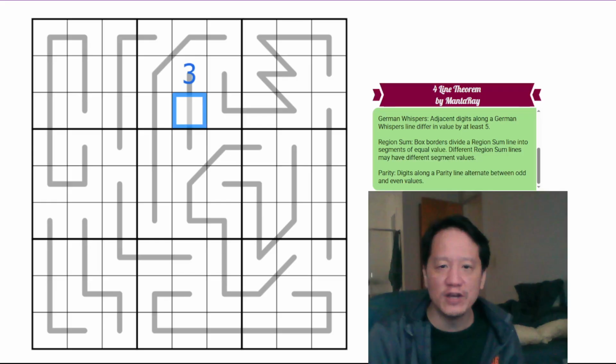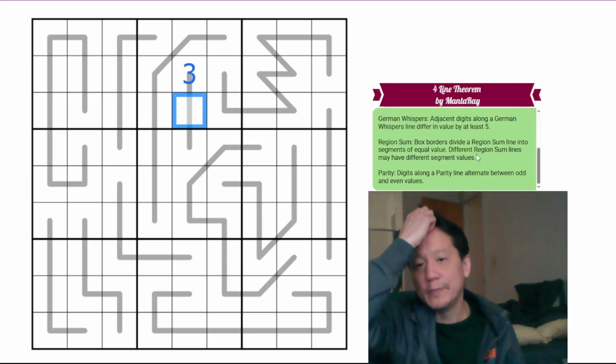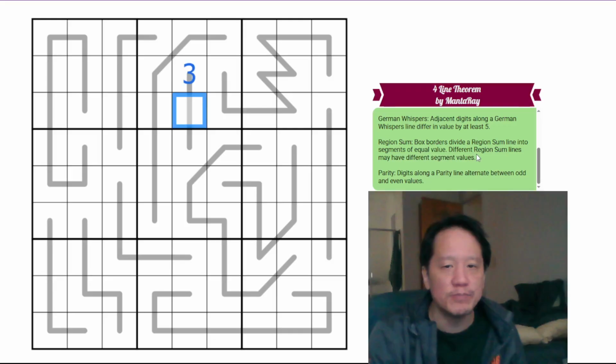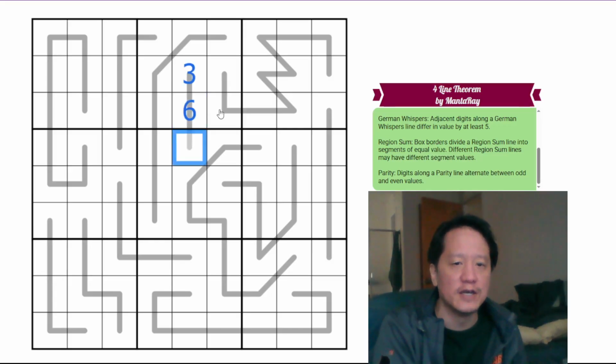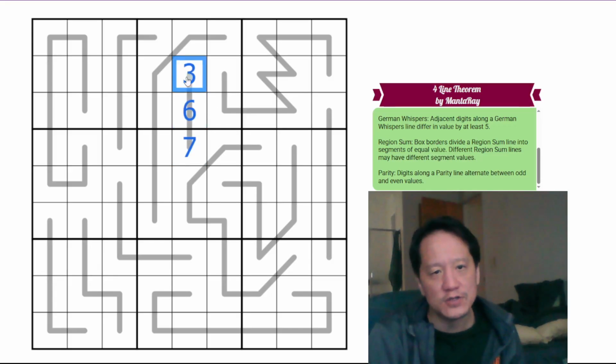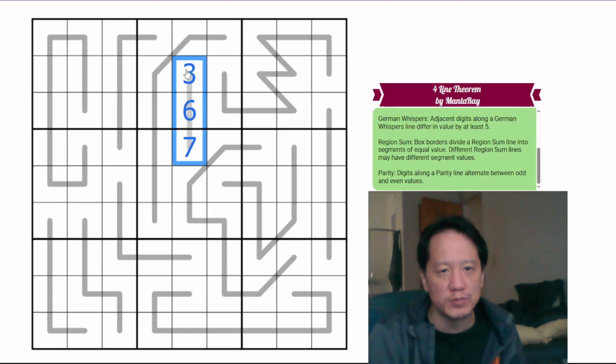And finally, we have parity, where digits along a parity line alternate between odd and even values. So if this were, say, a 3, you could have a 6 here and then a 7 here. And this would work because this would be odd, even, and odd. And that would work as a parity line.